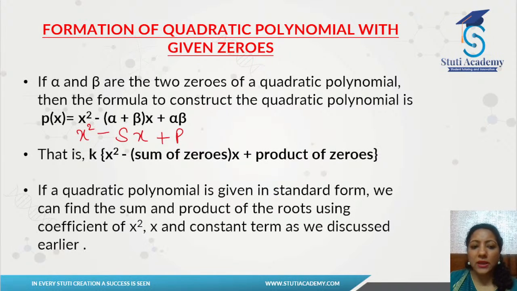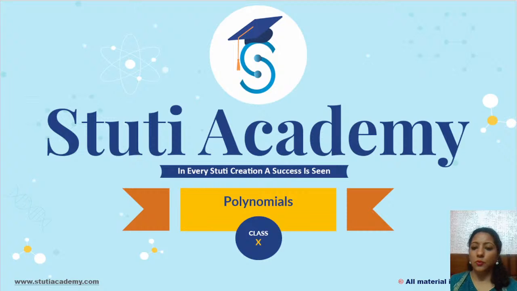All right, children, so I'm winding up here. We've completed the polynomials chapter. In the next class, we are going to start with linear equations, pair of linear equations in two variables. That's the third chapter.